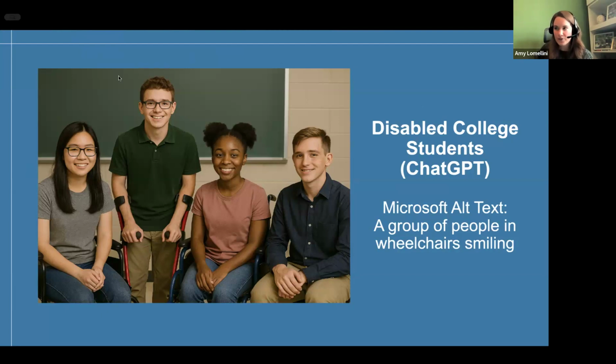So then I used Microsoft's alt text, just in a Microsoft Word document, and it wrote "a group of people in wheelchairs smiling." At least one of these people is not in a wheelchair. Maybe the one on the end is also not in a wheelchair, hard to tell. So again, the alt text generators and the generation of images. Oh, I think I missed the prompt. Here I prompted ChatGPT with disabled college students. So again, it just didn't go over very well.